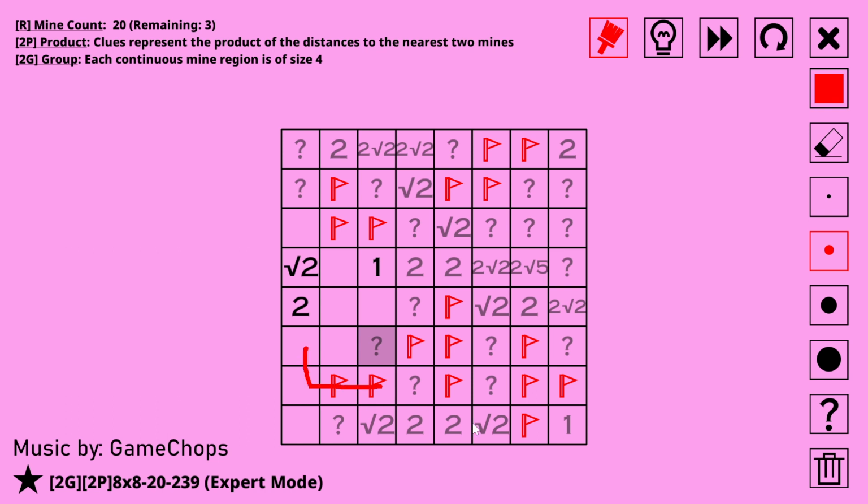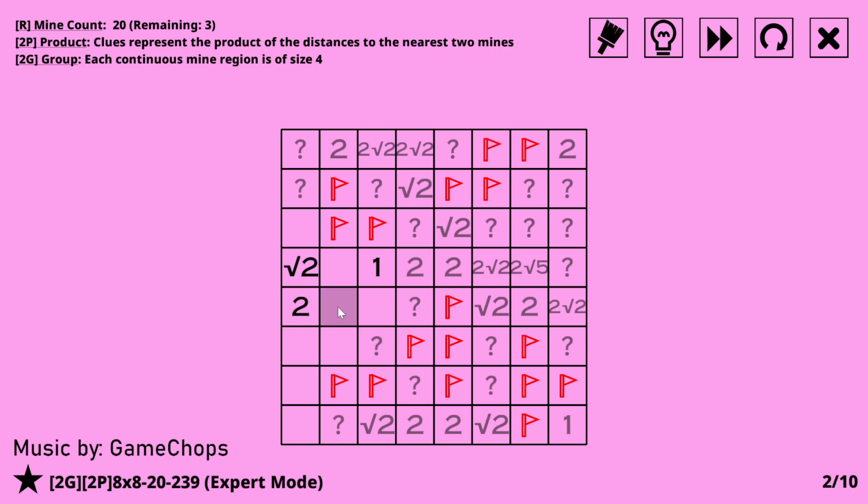This could still be this way, though. Or it could be this way, or it could be this way. Oh, but I mean, it could always just be this. If this happened, then you must reach by going straight up. This fails because you would have a root 2 and you have a 1 which multiply to root 2, which doesn't work because you need a 2. So this can't be a mine.